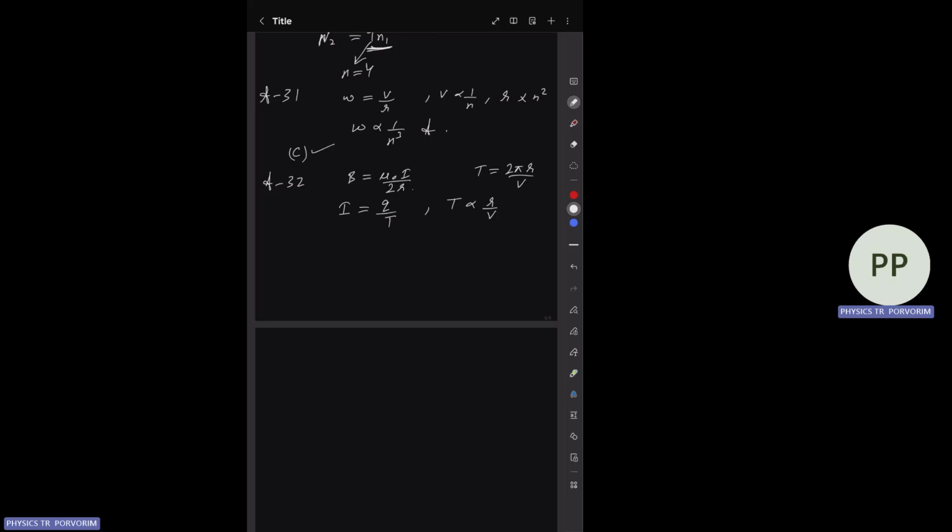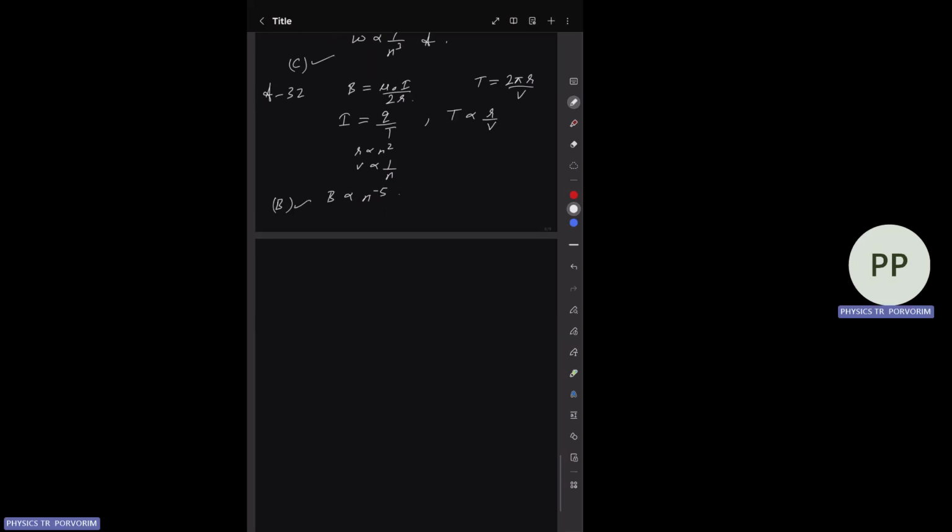Now we have the magnetic field at the center in terms of r and v only. We know that r is proportional to n square and v is proportional to 1 by n. When we put the values and simplify it, we'll have B proportional to n to the power minus 5. The correct option is option B.